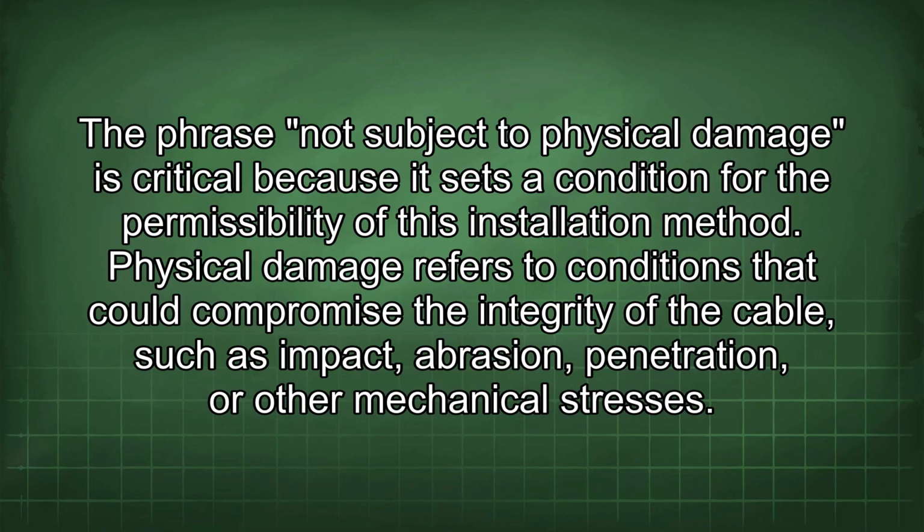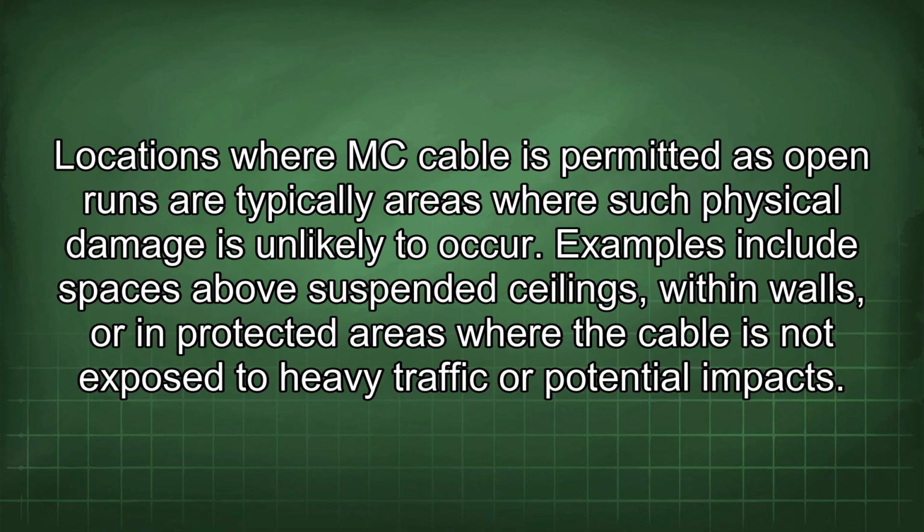Physical damage refers to conditions that could compromise the integrity of the cable, such as impact, abrasion, penetration, or other mechanical stresses. Locations where MC cable is permitted as open runs are typically areas where such physical damage is unlikely to occur. Examples include spaces above suspended ceilings, within walls, or in protected areas where the cable is not exposed to heavy traffic or potential impacts.